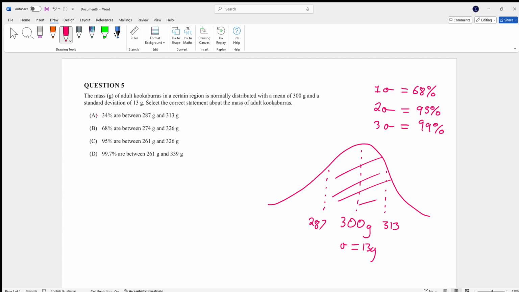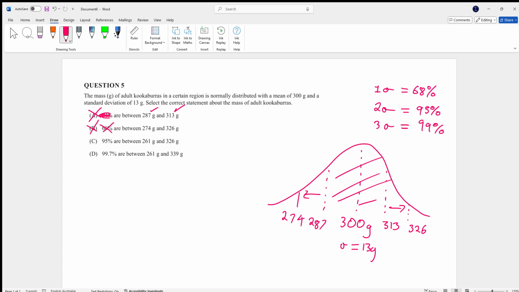So here what they're doing is asking which one of these is correct about this statement. First of all, A is incorrect because they're saying between here and here, that's 34%. No, it wouldn't be. That would be 68%. So that percentage is just wrong, so A is incorrect. If we're checking the other ones, between 274 and 326, that is actually two standard deviations. If I went another standard deviation, I would be at 326 because I would add 13 to 313. And if I were to go this way, if I were to subtract 13 from 287, that would give me 274. So that is incorrect because that would actually be 95%. So B is also incorrect.